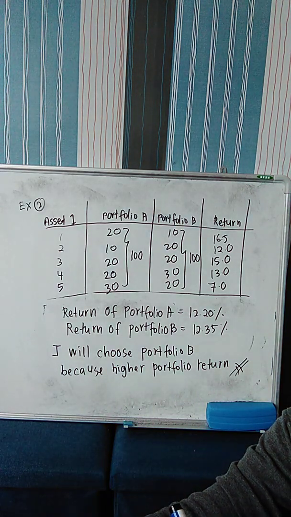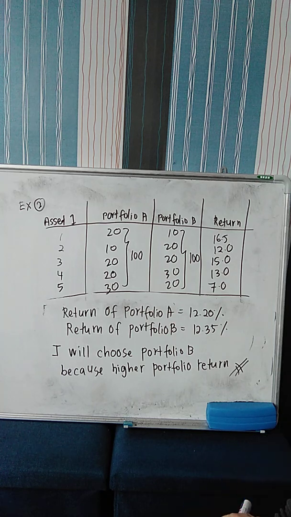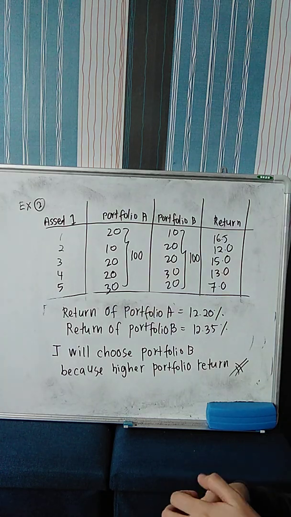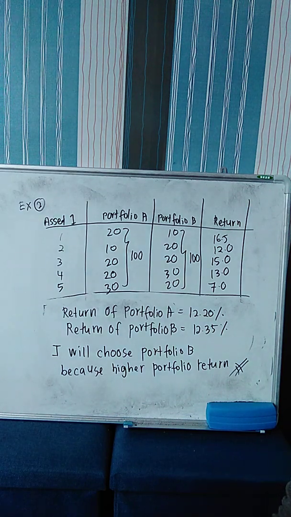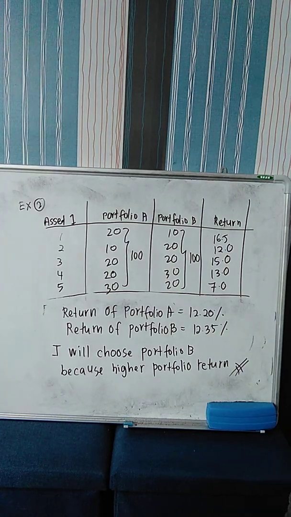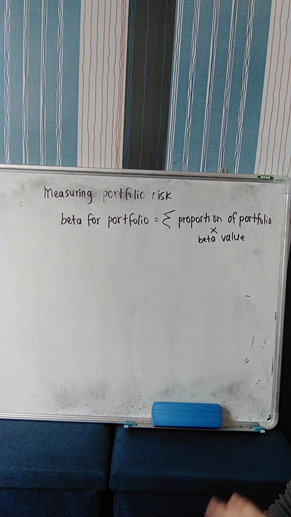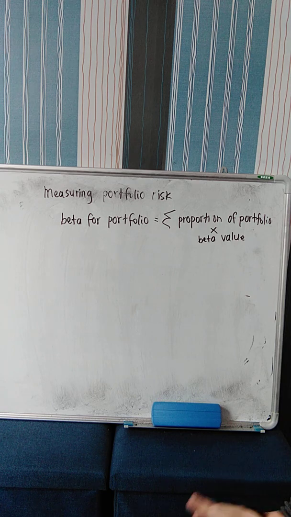Okay, next for example 3, I want you to try calculate and determine which profit you can choose and explain why. Okay, this is given as your task number 3. Okay. Done for measuring portfolio return. We continue how to measure portfolio risk.